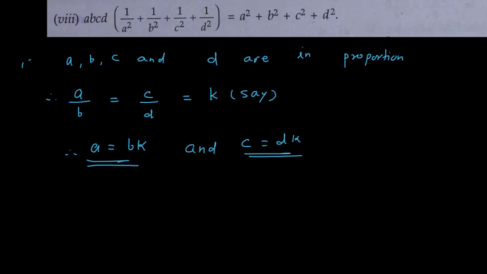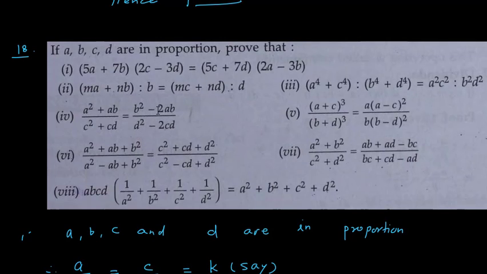Now the first problem: you have to prove that (5A + 7B)(C) (2C - 3D) is equal to (5C + 7D)(2A - 3B). Again, A you can write as BK and C you can write as DK. So better try it yourself and definitely you will get the answer.